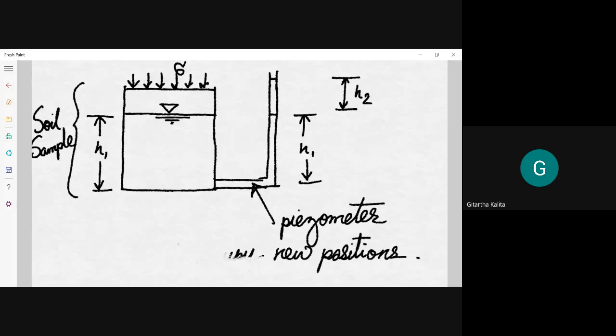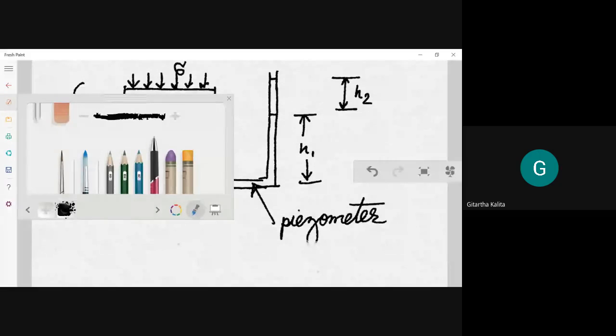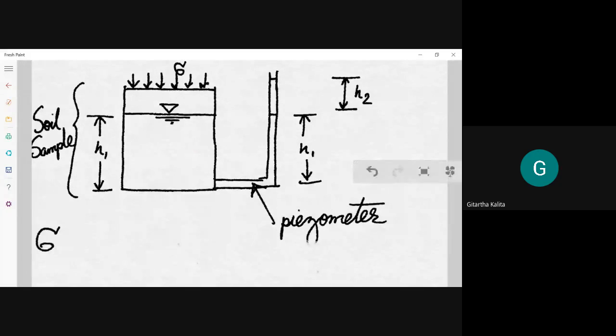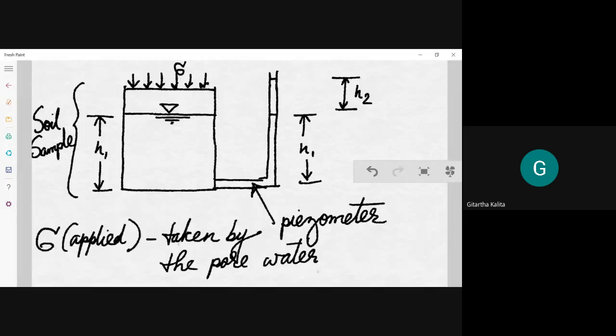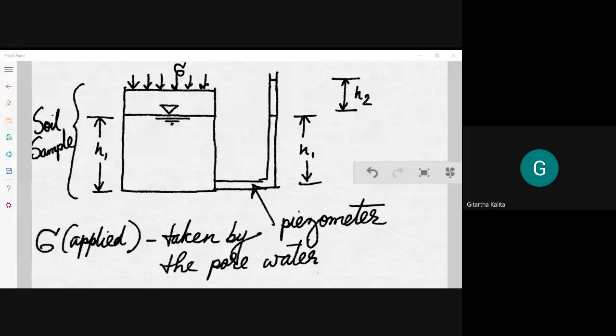Then initially, when this stress sigma is applied, it will be taken by the water. This sigma applied will be taken by the water, first step, not by the particles. Taken by the pore water. That is the first step. I'm repeating once again. If you have any doubt, ask me instantly. You can directly unmute and speak up.